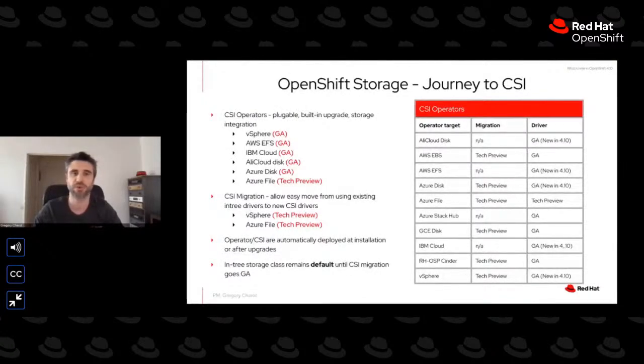So with OpenShift 4.10, we are happy to announce the new CSI driver support for vSphere, Amazon AWS EFS for RWX storage access, IBM Cloud, as mentioned earlier, and Ali Cloud. We are also introducing the Azure file as tech preview. In terms of CSI migration, 4.10 includes technology previews for vSphere and Azure file.